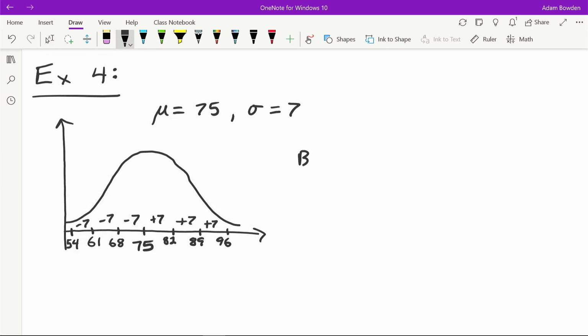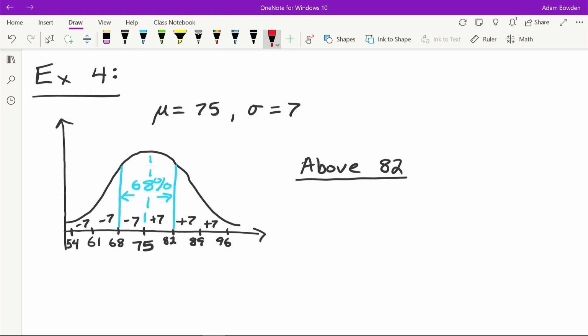So the first question to ask is what percentage is above 82? Here's the way we can look at it. 82 is one standard deviation from the mean. And what it tells us is that between one standard deviation on either side of the mean is 68%.